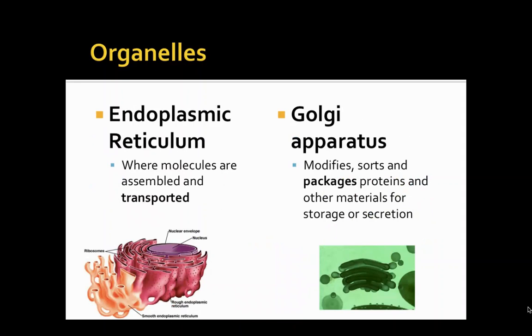The endoplasmic reticulum, ER for short, is where molecules are assembled and transported. Some is rough ER, when it's studded with ribosomes. That assembles proteins. But with no ribosomes, it's called the smooth endoplasmic reticulum. And then there's the Golgi apparatus. It sorts and packages materials for storage or secretion. And if you notice below, it looks kind of like a stack of pancakes.